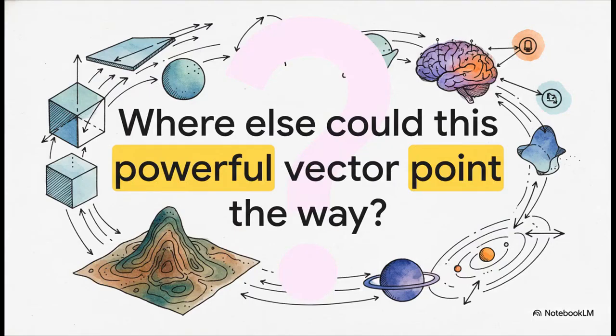So we've seen how the gradient is this amazing geometric key, always pointing perpendicular to a surface, unlocking normals, tangent planes, and even angles. But remember its other identity? It's the direction of steepest ascent. So it makes you wonder, if this one vector can guide us so powerfully through the abstract world of geometry, where else? In optimization problems, in physics, maybe even in machine learning, could this powerful vector be pointing the way?